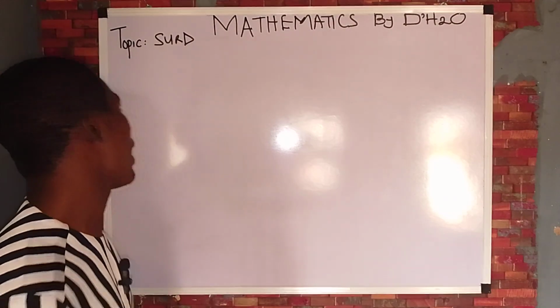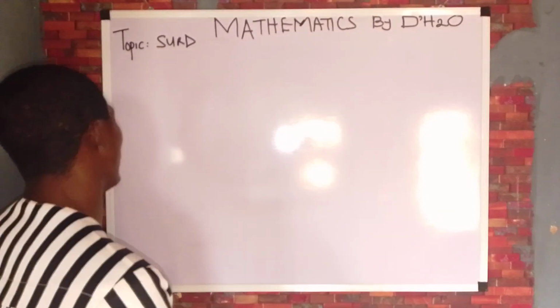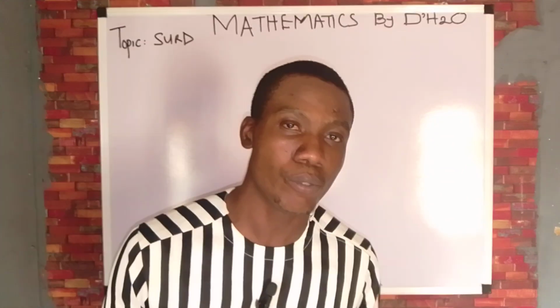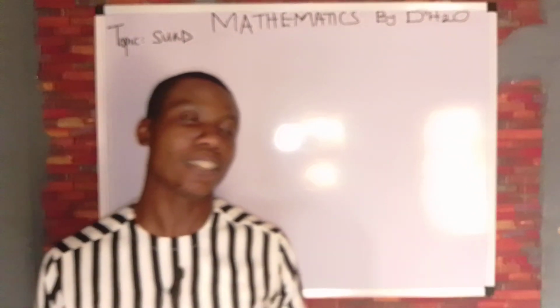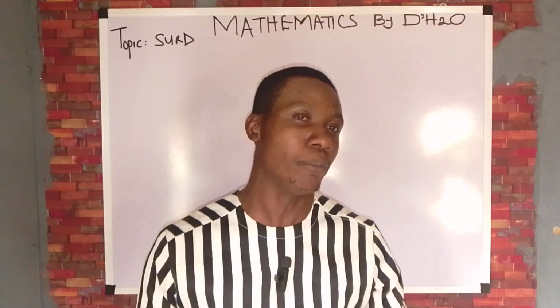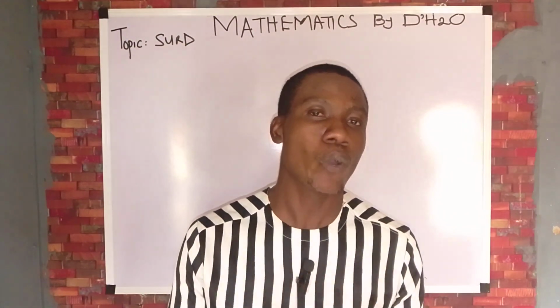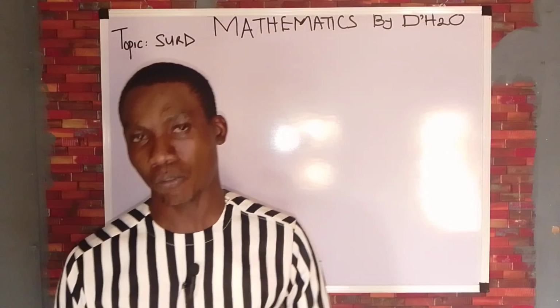Okay, today we are going to be looking at surd. What is a surd? Surds are the square roots of arithmetic numbers that cannot be determined directly, or we could say that surds are the square roots of irrational numbers.